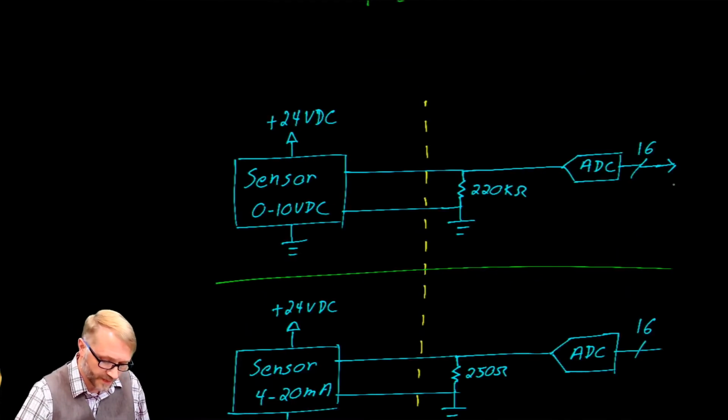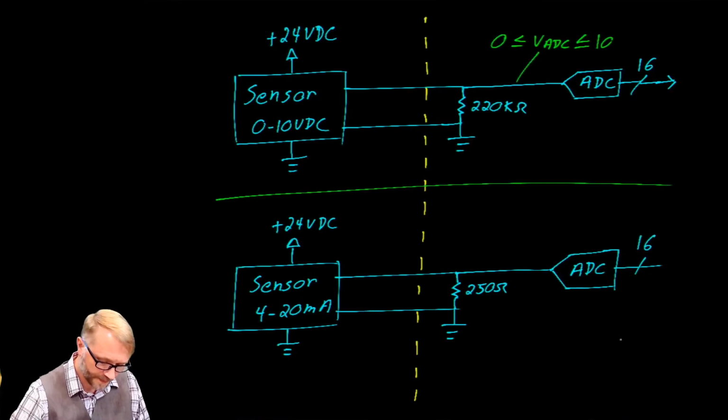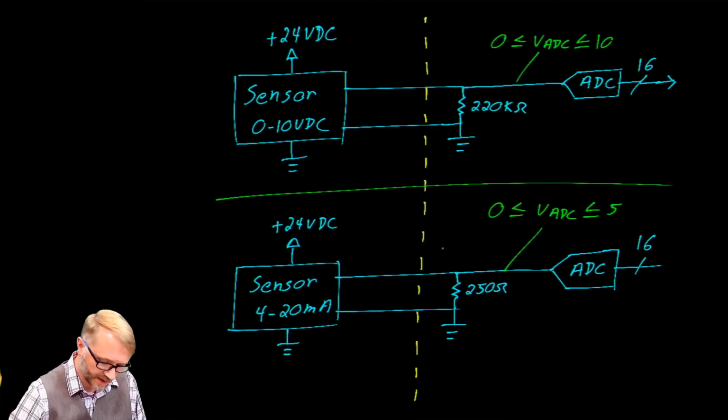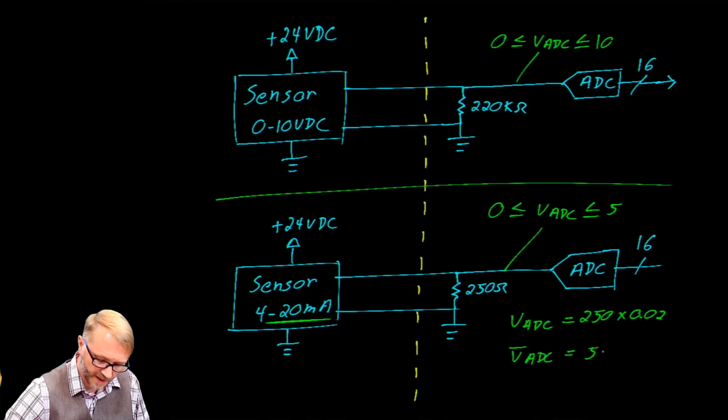If we look a little closer, we can see that the range of values that are valid for this ADC go from 0 to 10 volts. There is a similar situation here, except this time the voltage, as seen by the ADC, will go from 0 to a max of 5. To understand how that works, you have to consider Ohm's law in this particular resistor. If the sensor has a maximum output of 20 milliamps, the voltage as measured at the ADC will be 250 by 0.02. So the voltage on the ADC will equal 5 volts.